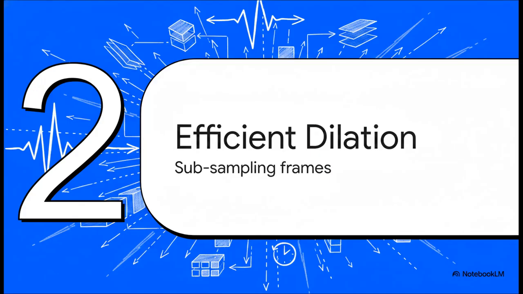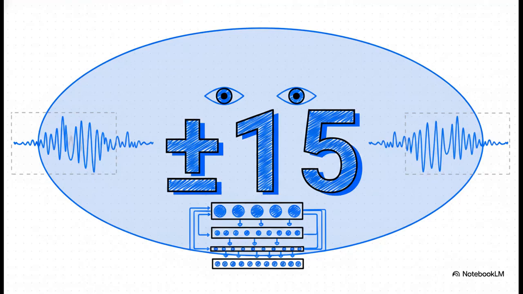Which brings us to part 2, dilation for efficient computing, and the sheer power of subsampling frames. Looking at what we just discussed, you might be asking a pretty crucial question. If we keep expanding our window to see more and more of the timeline, how do we keep this massive receptive field from completely destroying our compute budget?